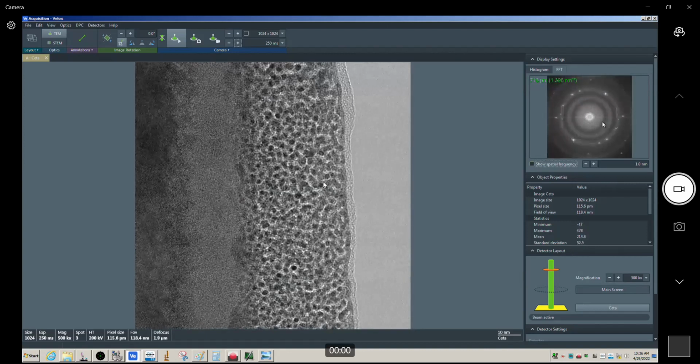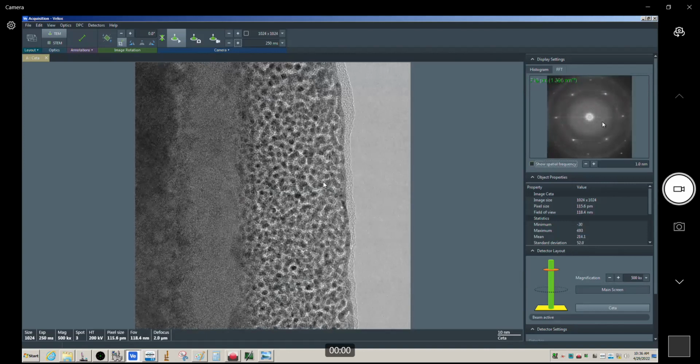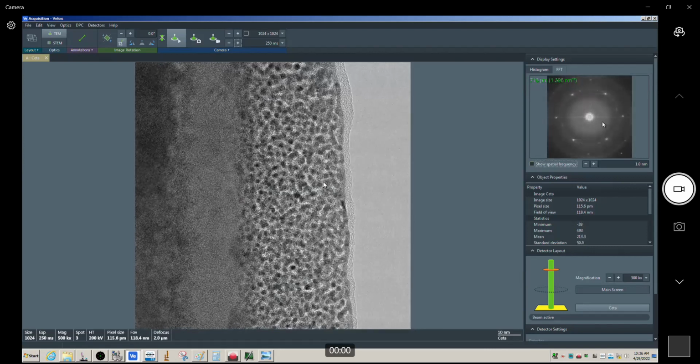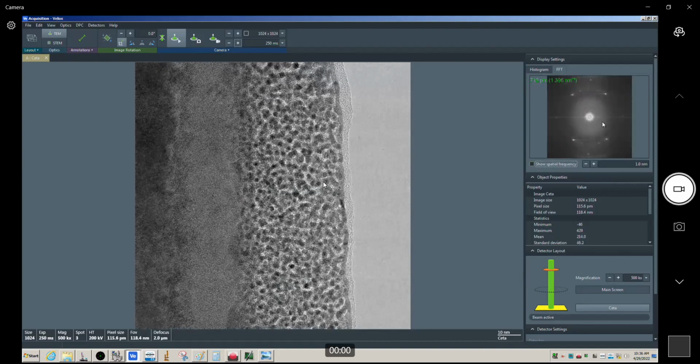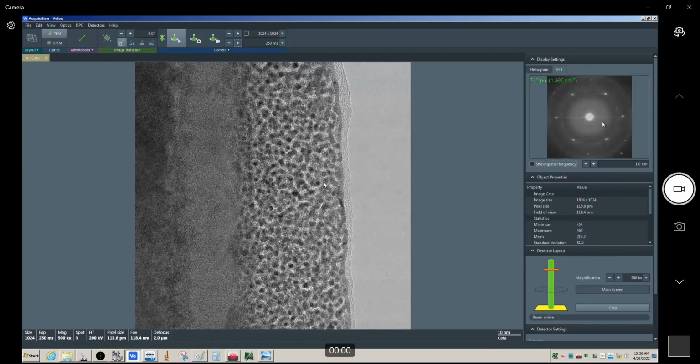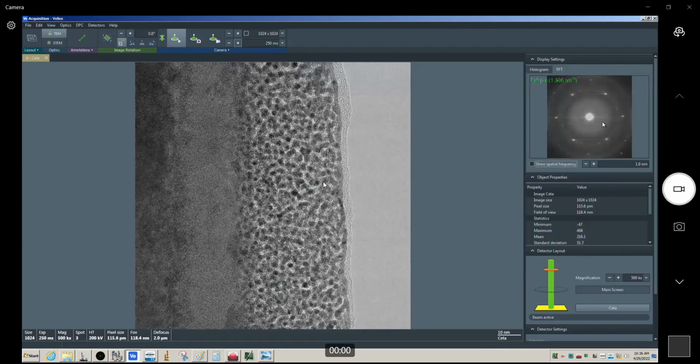So again, something like this. That's the question of how do I know whether I'm over focused or under focused? You need to look at the diffuse signal in the FFT and how the rings change in size depending on which way you turn the focus knob. Let me go back here. Under focus versus over focus.